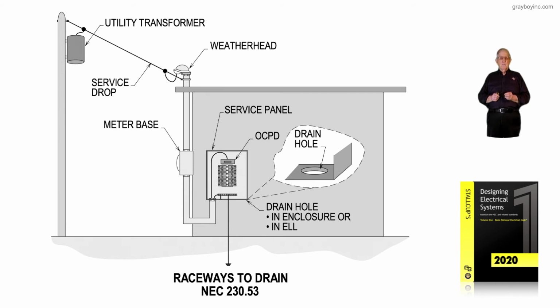So this figure 6-30 illustrates a drain hole in an enclosure or in an L so that condensation, water, leakage, or liquid have a means to drain away from the electrical conductors and electrical components making up the service panel.